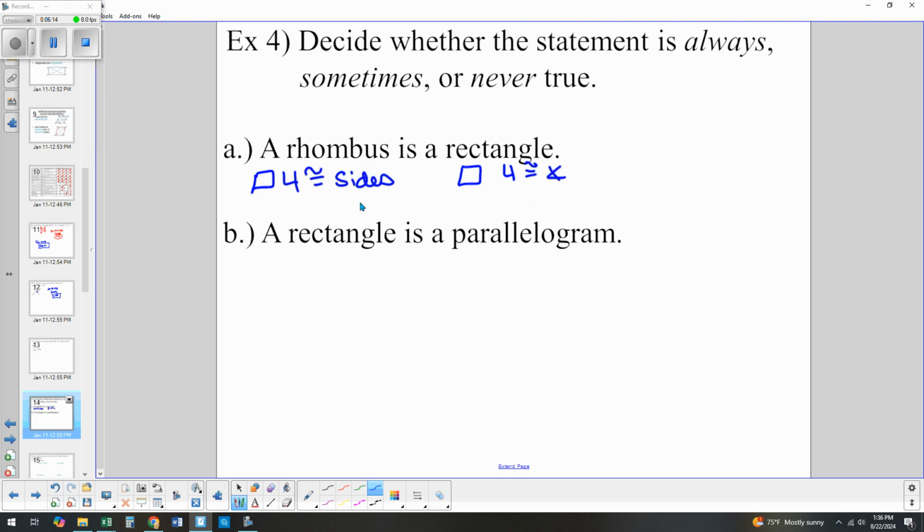So because I can imagine it in both ways, I can imagine one scenario where it is true, and I could also imagine another scenario where it isn't. That answer would be sometimes.